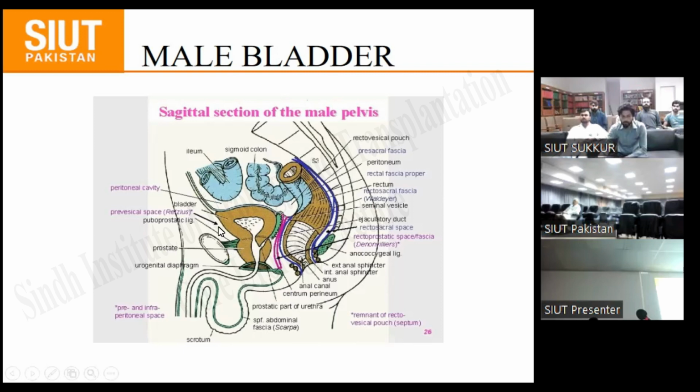Here we have the space of Retzius, and here we can see the puboprostatic ligament, which holds the bladder in position. Posteriorly, there is the non-villus fascia, which separates bladder from rectum. And here we can see the prostatic urethra, the prostatic urethral part of urethra, and below it lies the urogenital diaphragm.